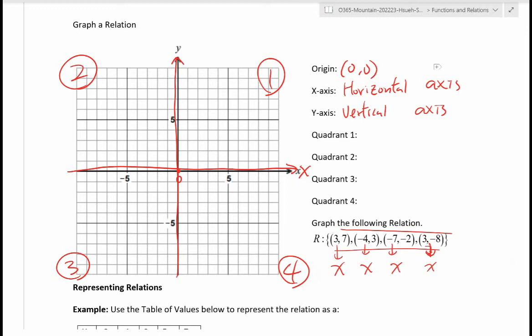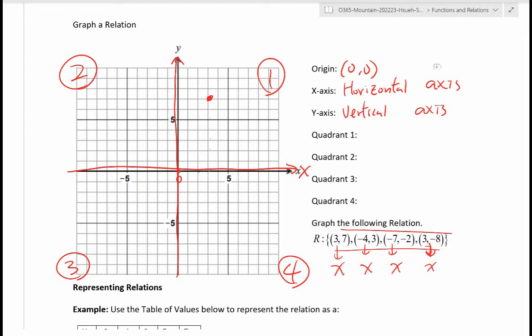Okay, so for the first point, 3, 7, hopefully you remember how to plot the points. Remember, we always start from the origin, 0, 0. When x is 3, we simply move 3 units to the right. So 1, 2, 3, and then the y value is 7, and y value, remember, is the vertical axis. And because it's positive 7, we're going to go up by 7. So that's 1, 2, 3, 4, 5, 6, 7. Here's my first point, 3, 7.